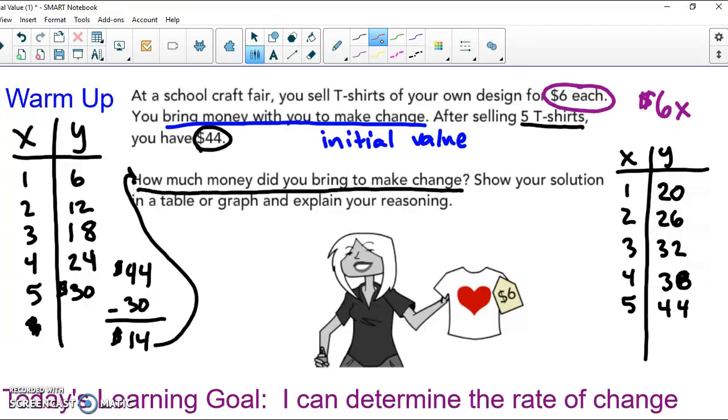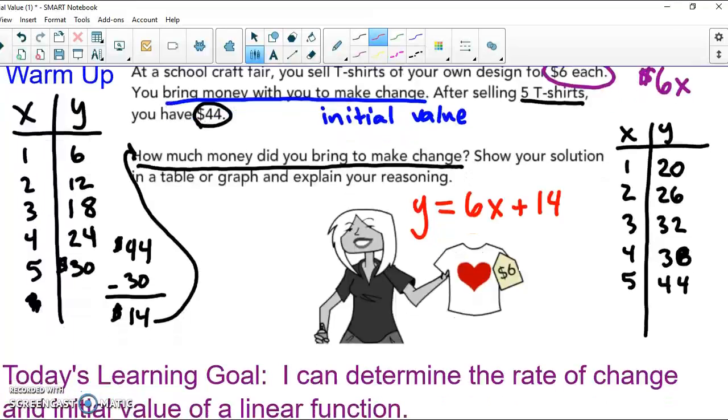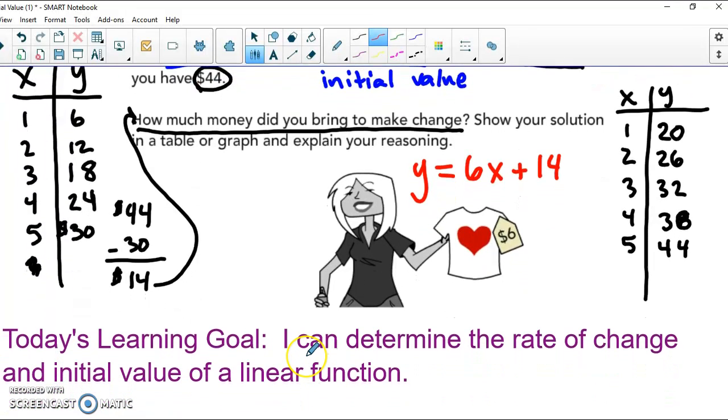So what you really want to be able to do in the end is say that y, the number of dollars that we make, is $6 per shirt, so 6 times x, plus the initial value, that $14 that I started with. And if I add all of that up, that will give me the total money that I make. So that is your goal for today. I can determine the rate of change, which is this, and the initial value, which is this, of a linear function. So that's what we are working on today.